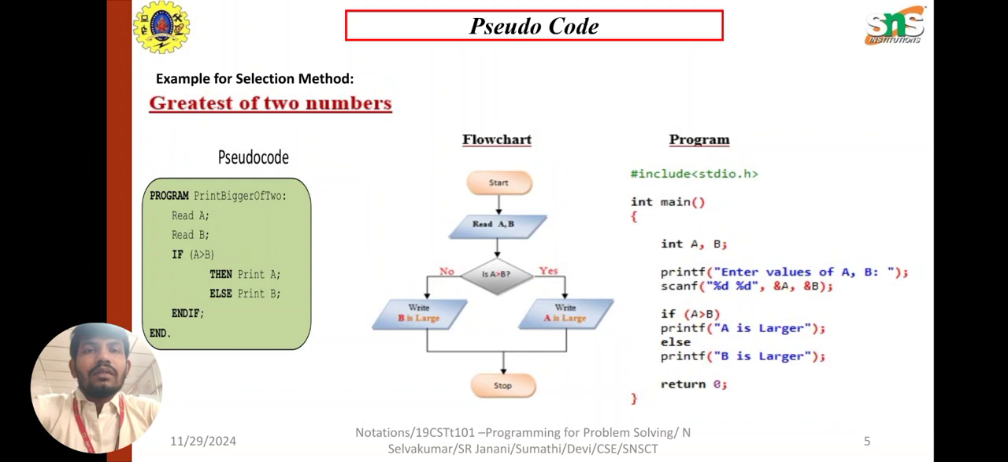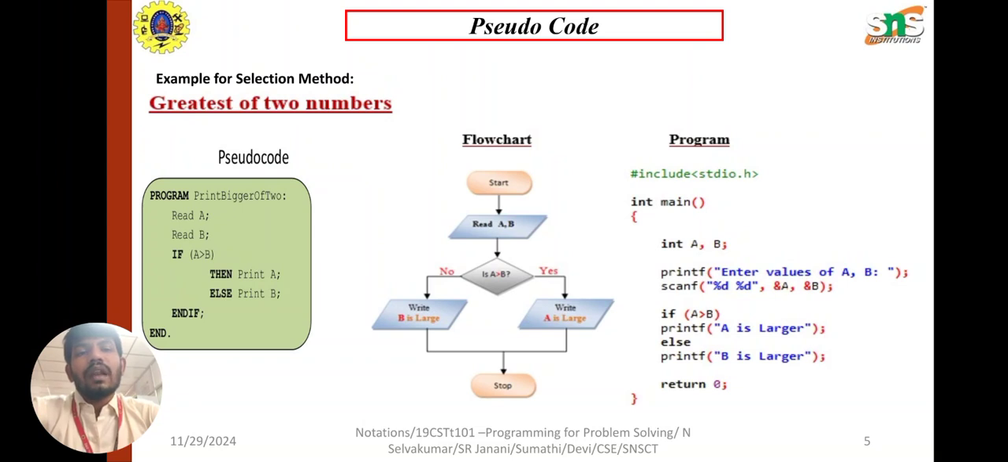Next, an example of the selection method: the greatest of two numbers. Selection method means we have two conditions, yes or no. If yes, you do one thing; if no, you do another. The program is greatest of two numbers. First we get two integer values, because we have two different values, and we have to find whether a is greater or b is greater. So we use the if function.